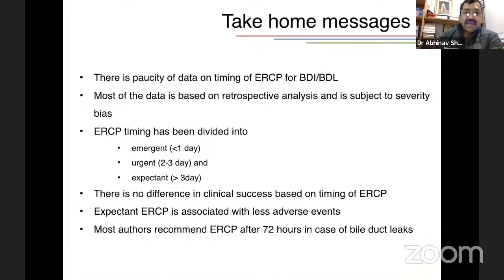So this is my last slide. There is positive data on timing of ERCP in bile duct injury with leak. Most of the data is retrospective and subject to selection bias. In all of these studies, ERCP timing has been divided into emergent, urgent, and expectant: less than 1 day, 2 to 3 days, more than 3 days. There is no difference in clinical success based on timing of ERCP. But expectant ERCP, that means delayed ERCP after 3 days after stabilization of the patient, has fewer adverse events, and most often they now recommend that ERCP should be done after 72 hours in case of bile duct injury.